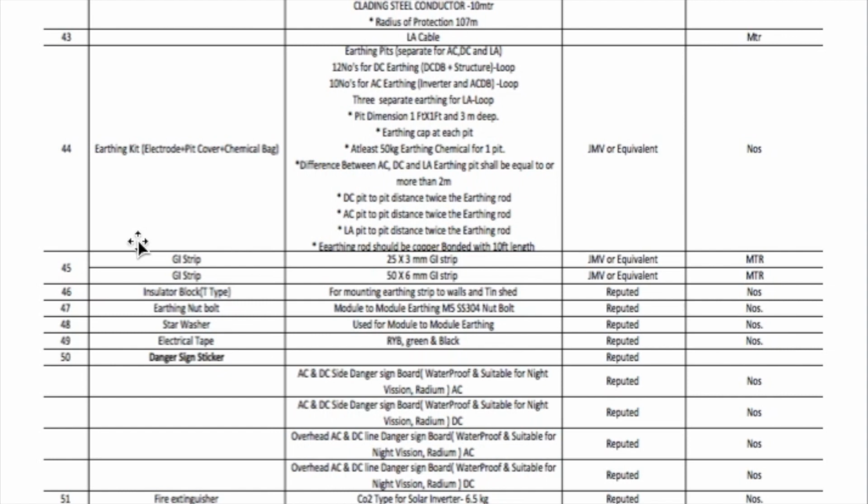Next is the fire extinguisher. It is a must to be given in front of any AC components, especially inverter, with sand buckets.